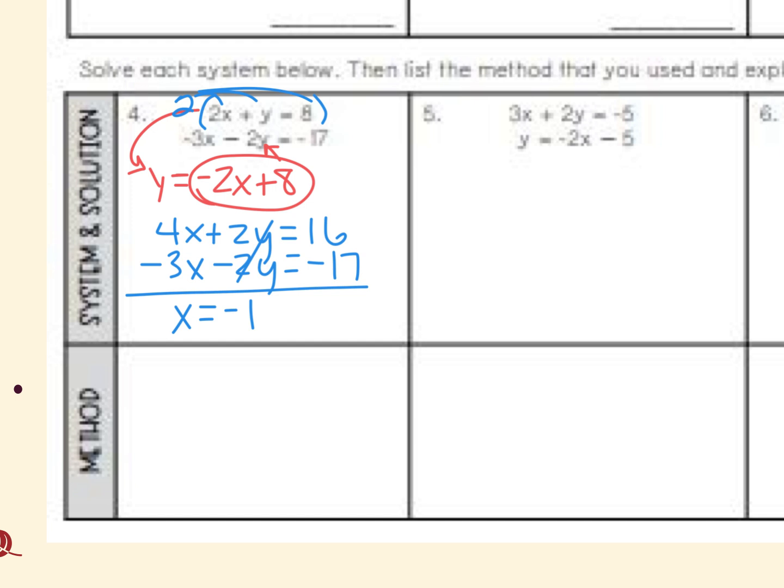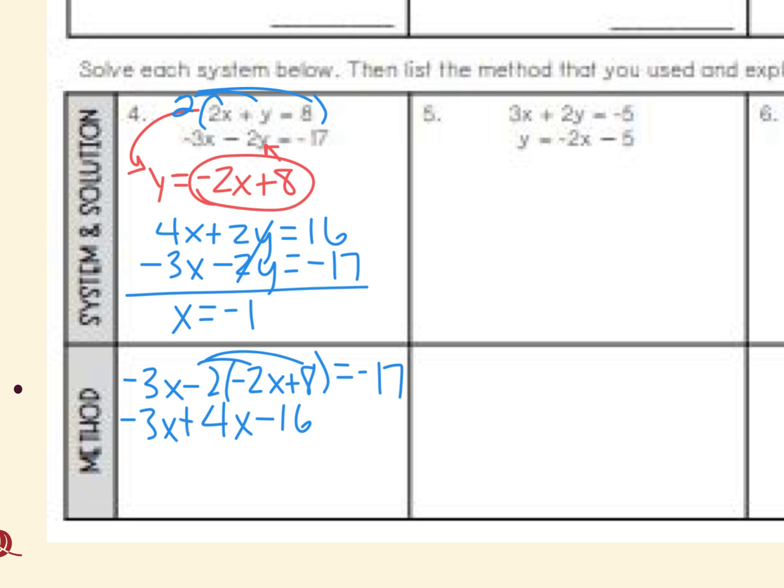So if I did elimination, I got x equals negative 1. If Jacob is using substitution, he's going to do 3x minus 2, and then he's going to say negative 2x plus 8 equals negative 17, and distribute, 4x minus 16, and we have negative 3x over here. And you can see it is the same thing, right? We're adding 16, which is what I did. This just becomes x equals, we still get negative 1.